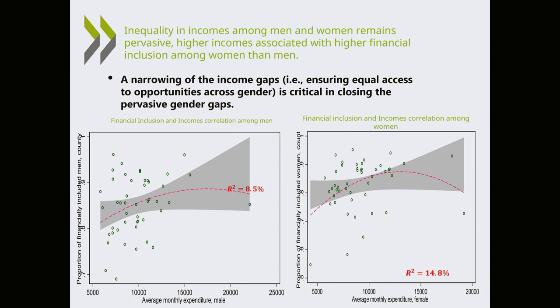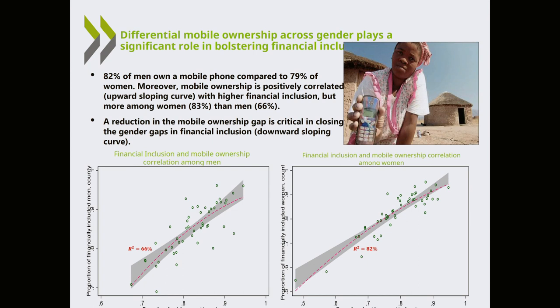With respect to mobile phone ownership, we see a very strong correlation for both women and men in terms of mobile phone ownership and financial inclusion. But again, this is higher for women than it is for men. And here we find that 82% of men own a mobile phone compared to 79% of women.